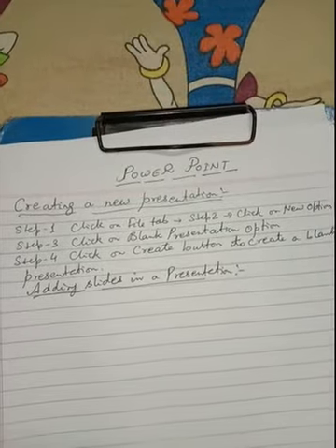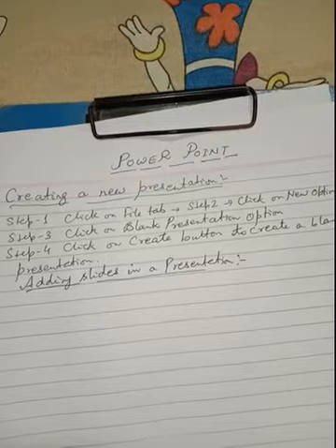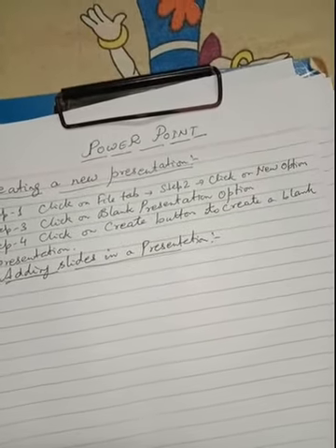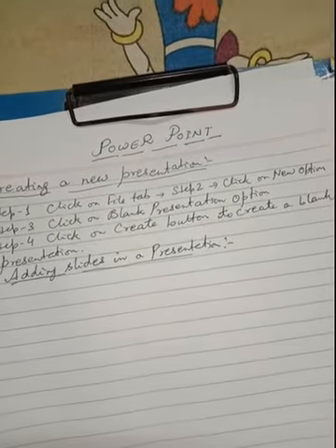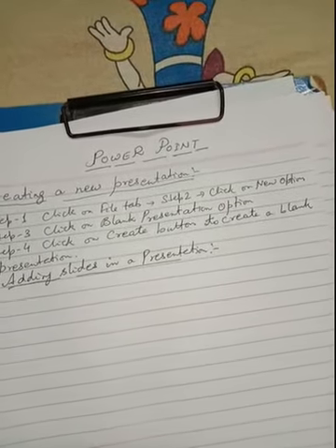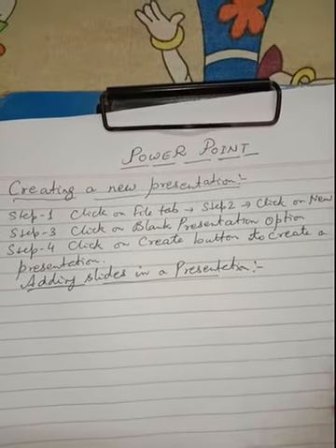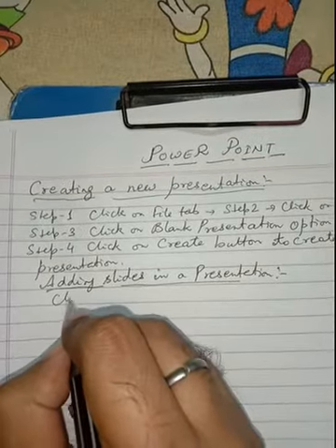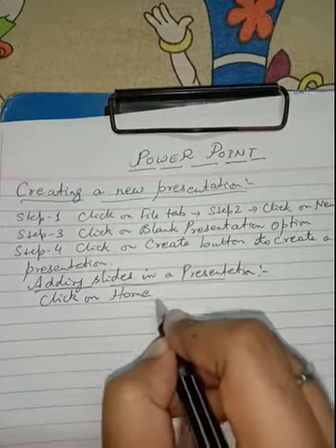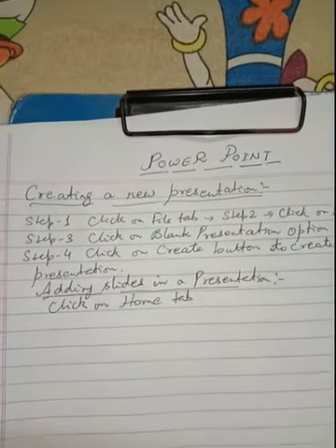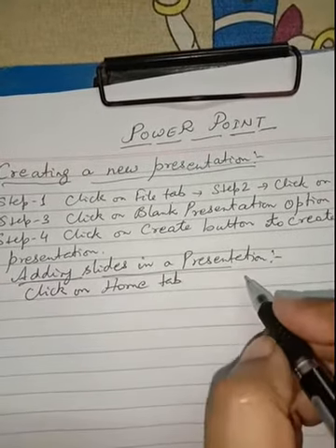Whenever we create a new presentation, we have one blank slide. We have one slide which is of title slide layout, which already appears in our presentation. So in order to add new slides in the presentation, what we have to do is move to the Home tab. Click on the Home tab, and from the Home tab click on the Slide group.